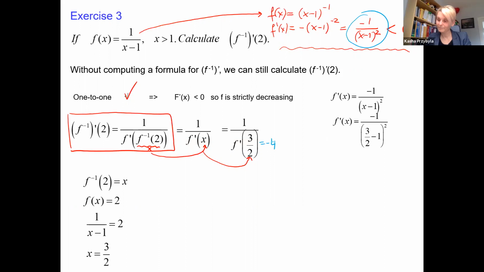Then we can substitute. The final answer is 1 over -4, which of course is -1/4. That's the way to solve it. But we can see that we didn't compute the inverse. We still don't have the formula of the inverse of the original function, but we have the value of the derivative of the inverse at 2. If we would like to make the interpretation, it is the slope of the tangent of the inverse function at 2. It's -1/4.